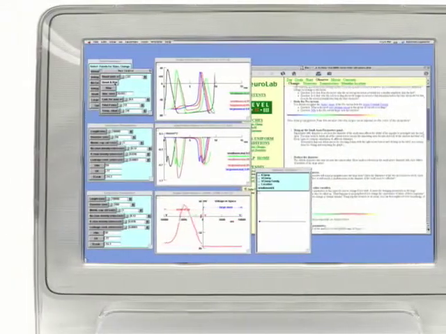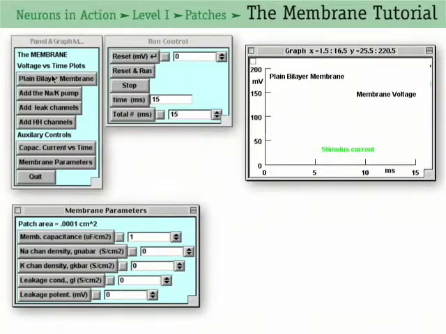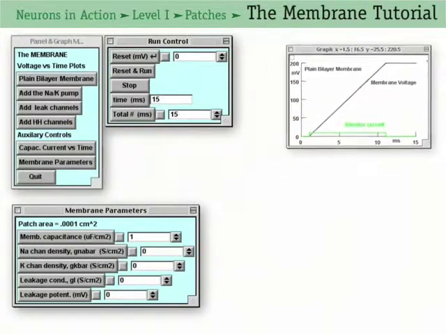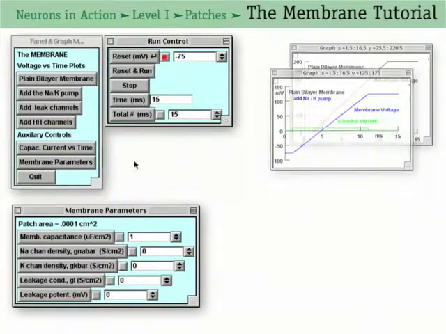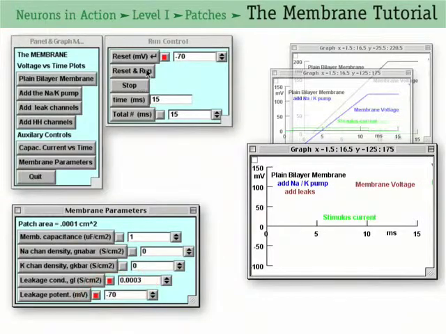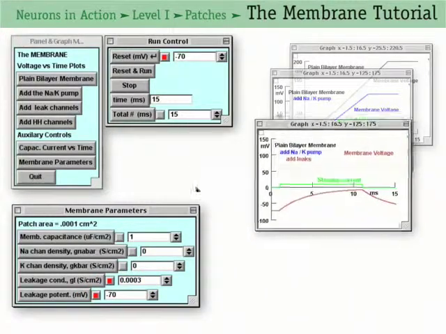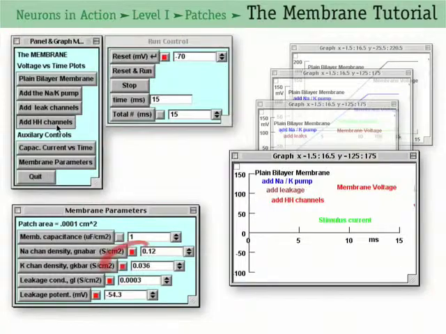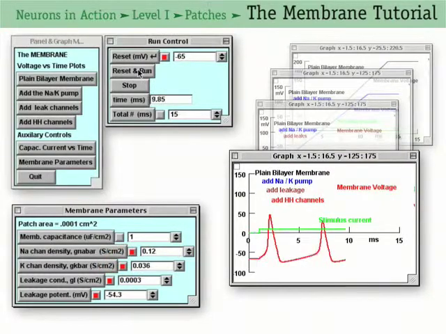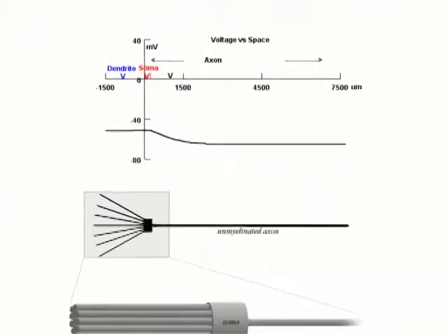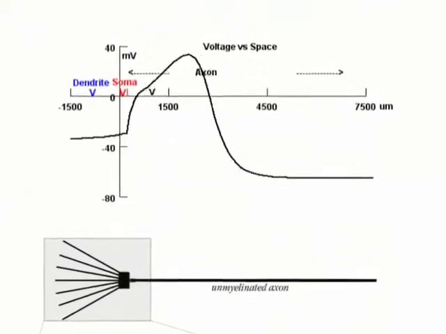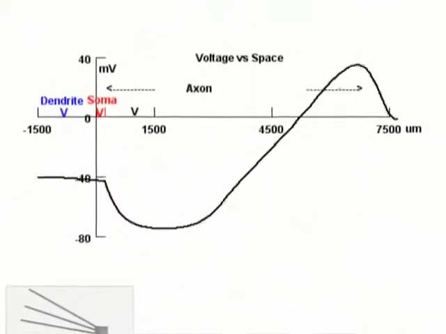on your computer. In the simplest tutorial, you deliver a current pulse to charge the capacitance of a plain lipid bilayer. Then you add membrane components one by one and deliver the pulse each time. Of course, you can change any of the membrane parameters and rerun any of the simulations. As the tutorials become more complex, you discover the heart of Neurons in Action, its moving graphs.